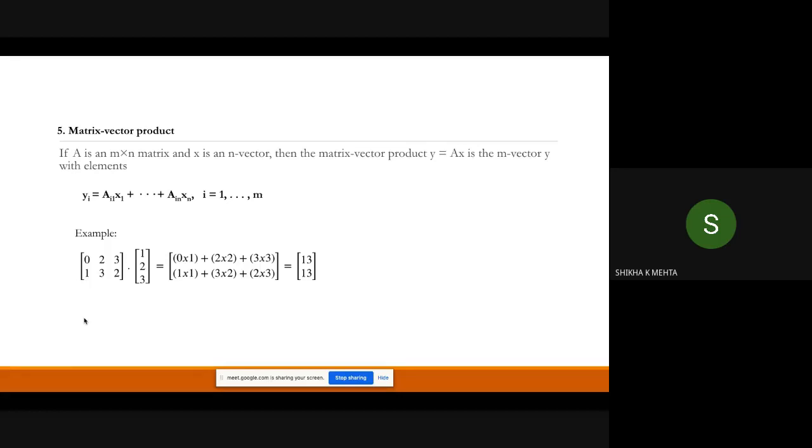Because the matrix has two rows, plus 2 into 2 plus 3 into 3, we get 13. Similarly, we multiply this and we get the values 13 and 13, because we have just one column. The values of another column we get only when we have another column in the second matrix. So this is basically the matrix vector product. If you have any doubts in between, you can ask.